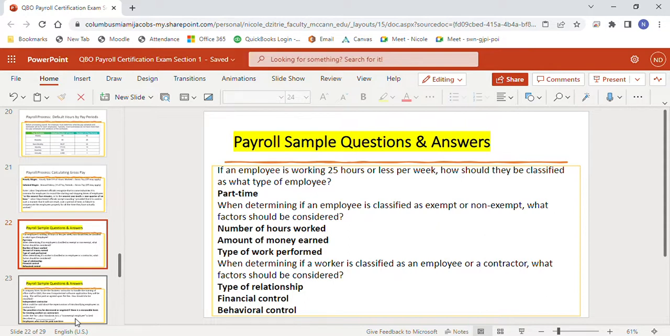So here are some of the sample questions you might see. If an employee is working 25 hours or less per week, how should they be classified as what type of employee? The answer would be part-time. When determining if an employee is classified as exempt or non-exempt, what factors should be considered? The number of hours worked, the amount of money earned, and the type of work performed. When determining if a worker is classified as an employee or a contractor, what factors should be considered? The type of relationship, the financial control, and the behavioral control.